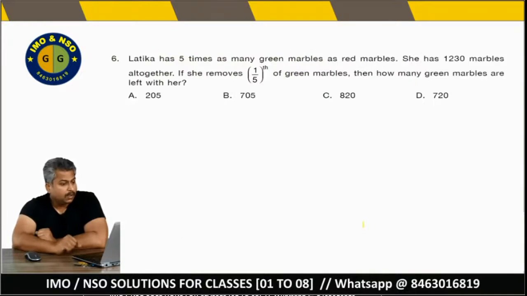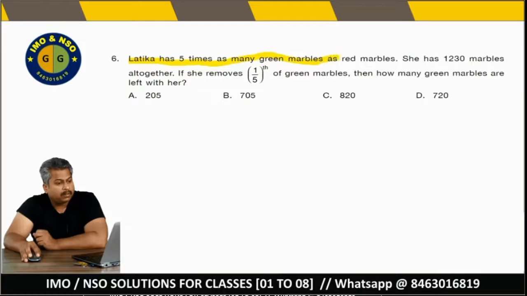Okay. Now, in question number 6, Latika has 5 times as many green marbles as red marbles. Marbles, these are used for playing, okay? These are the ball-like things. So, she has 1230 marbles altogether. So, this is the total number. Now, if she removes 1/5 of the green marble, then how many green marbles are left with her?